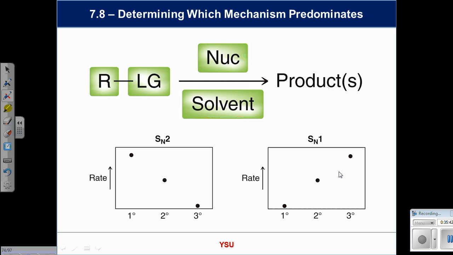So let's get started. Have you done TLC this week? Yes, this is not a TLC, right? It's a graph showing you that there is a correlation. SN2 favors the primary systems and not the tertiary, and in the middle you got the secondaries. SN1 favors the tertiaries and not the primaries, and in the middle you got the secondaries. The secondaries are the problem. That's the issue here. The secondaries will be the problem because they can go both directions.